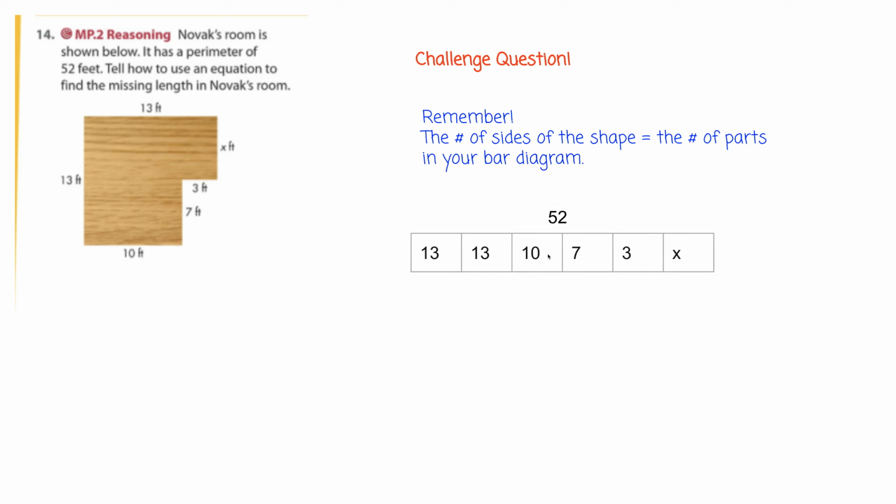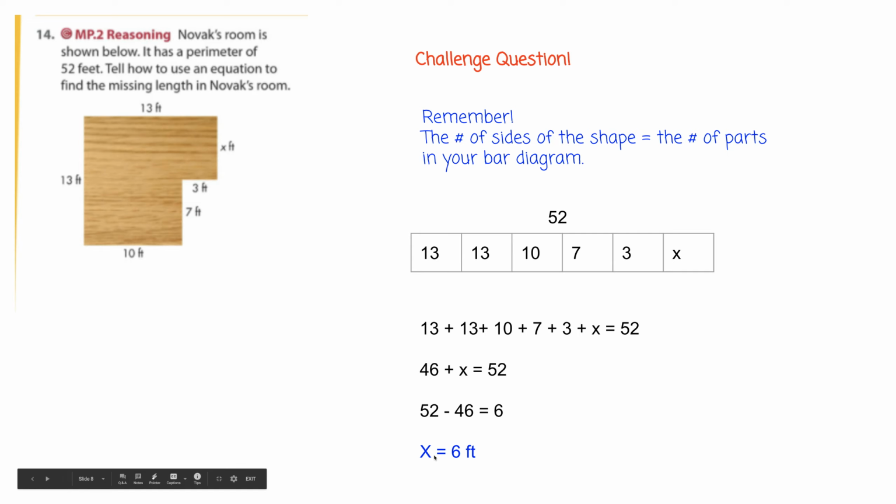The total is 52, and the number of sides, there are 6 sides to this shape. 5 of those sides are given, so I put in 13, 13, 10, 7, and 3. The missing side is x. So when I add that all up, I get 46 plus x equals 52. And then I use subtraction. 52 minus 46 equals 6. So the missing length is 6 feet.